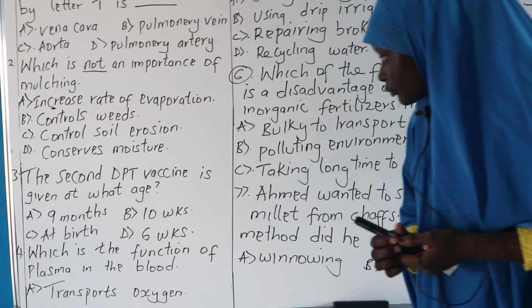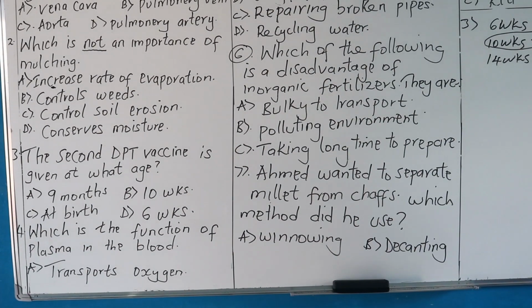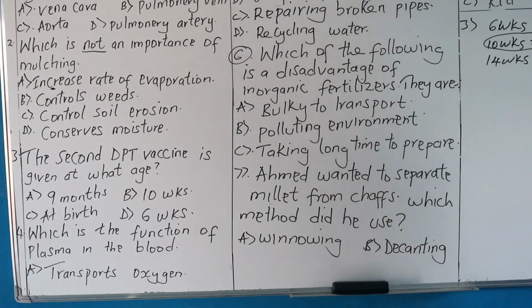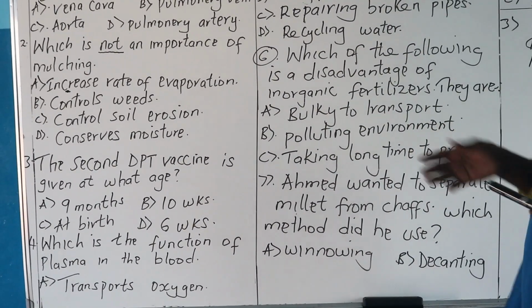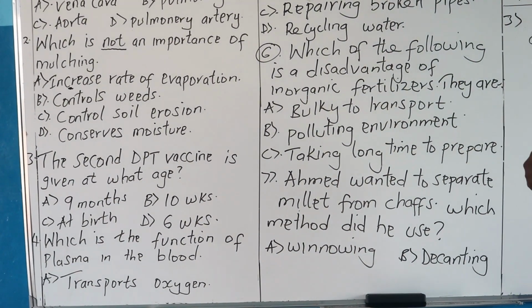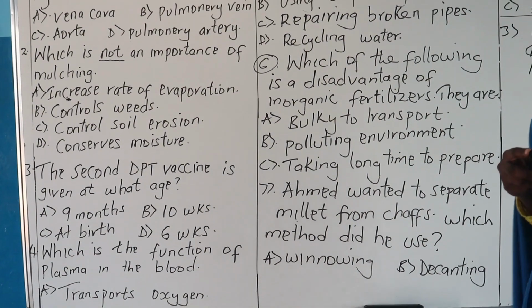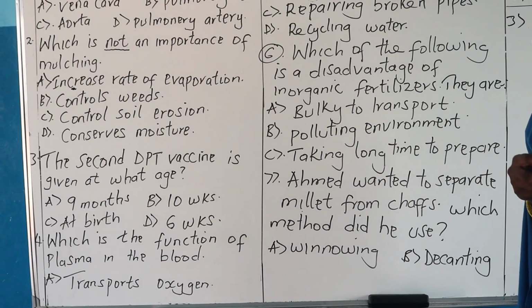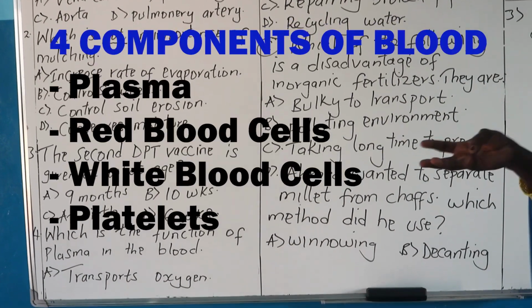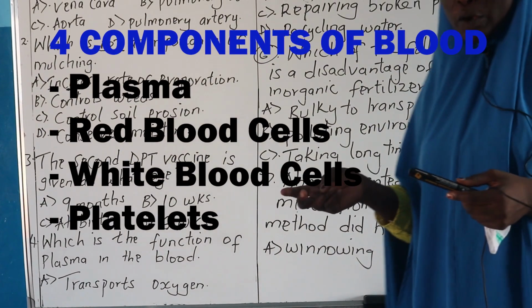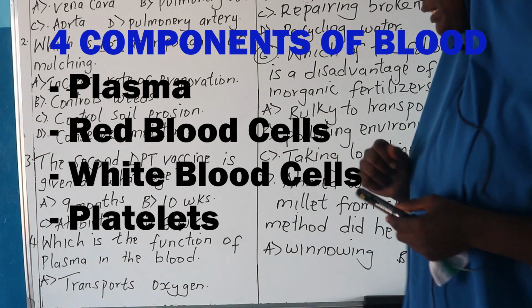Then number 4, which is the function of plasma in the blood? The first thing you need to find out, what is plasma? Plasma is one of the components of blood. Now, apart from plasma, do we have other components of blood? Yes, we have. How many are they? The 4 components of blood: plasma, red blood cells, white blood cells, and platelets.